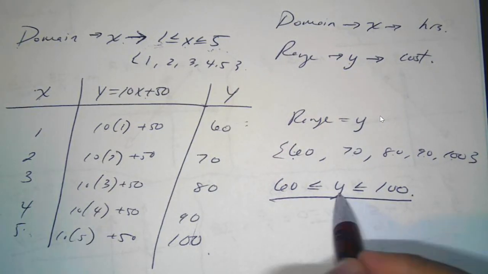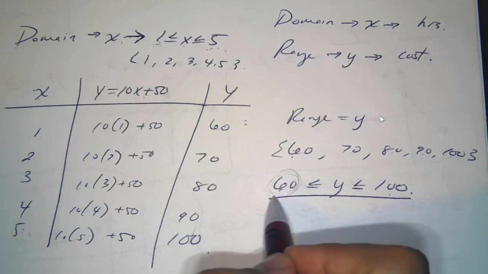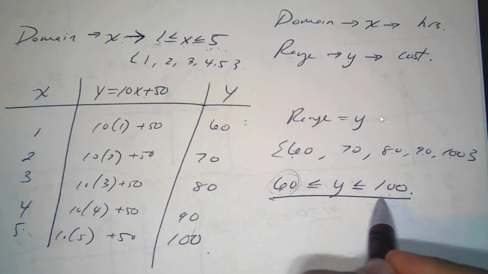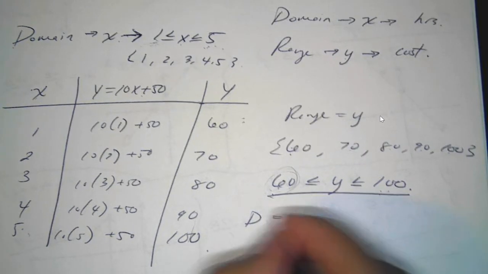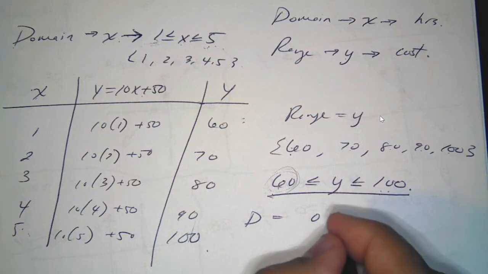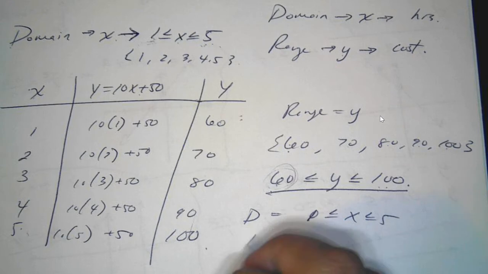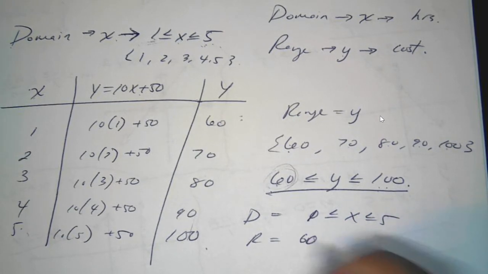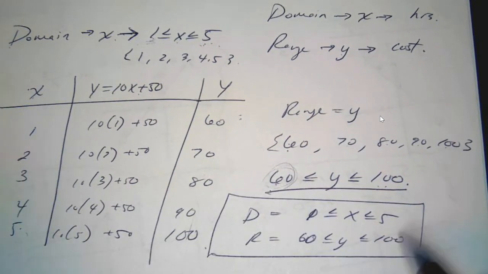Which means our price can be anywhere from $60 to $100. Why? Because 60 is the minimum you're going to pay because it's going to take us at least 1 hour to fix our phone, and 100 is the most you're going to pay. So there it is. My domain is 1 to 5. My range is 60 to 100. And again, I got this by plugging in my input and getting out my output.